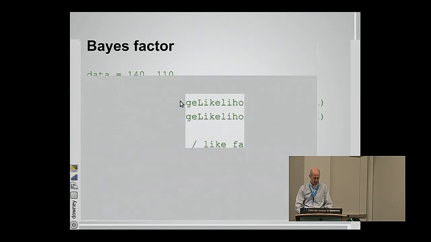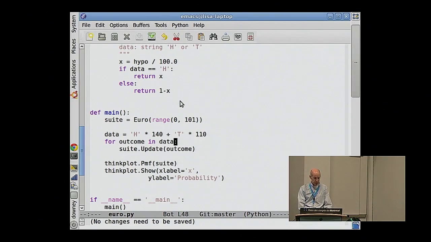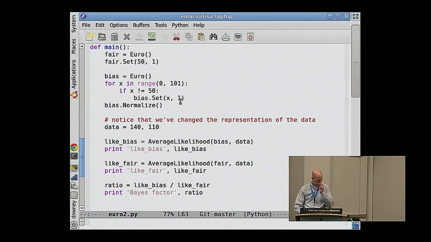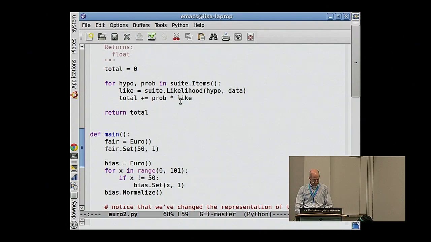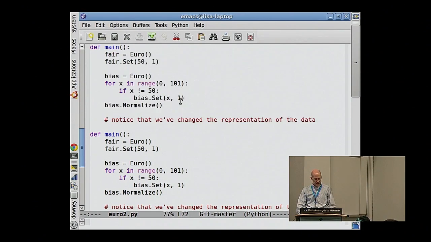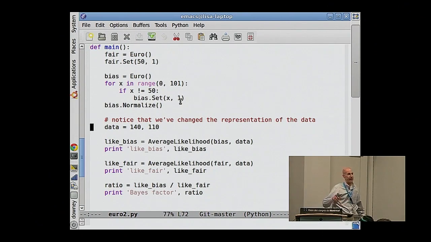In fact, if you'll start up euro2.py, the main function is exactly what we were just looking at. The main function creates fair, which represents the fair hypothesis, and biased. The data is represented by a tuple. It computes the two average likelihoods, and then it computes the ratio of the two, which is the likelihood if it's biased divided by the likelihood if it's fair.